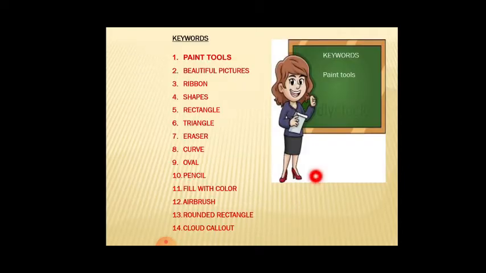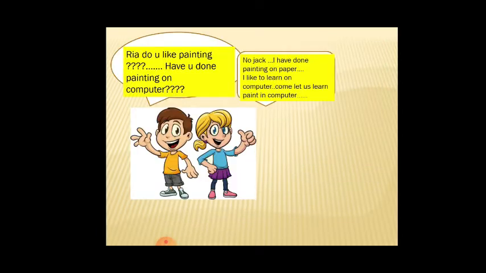Next, let us see some of the keywords. Paint tools, beautiful pictures, ribbon, shapes, rectangle, triangle, eraser, curve, oval, pencil, fill with color, airbrush, rounded rectangle, and cloud callout. These are the keywords you could learn, children. Once again I'll repeat: paint tools, beautiful pictures, ribbon, shapes, rectangle, triangle, eraser, curve, oval, pencil, fill with color, airbrush, rounded rectangle, and cloud callout.